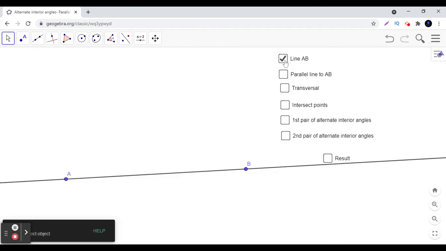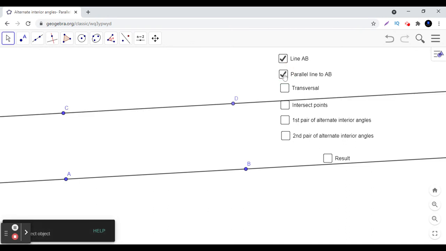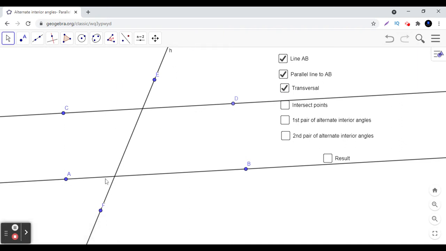So, first thing is we are going to draw a line AB, and then we draw a line CD which is parallel to the line AB. And now we are going to draw a transversal. So you see that EF is the transversal. Now, this transversal EF intersects the lines AB and CD at point H and G respectively.